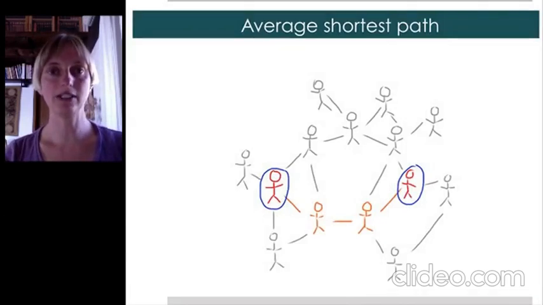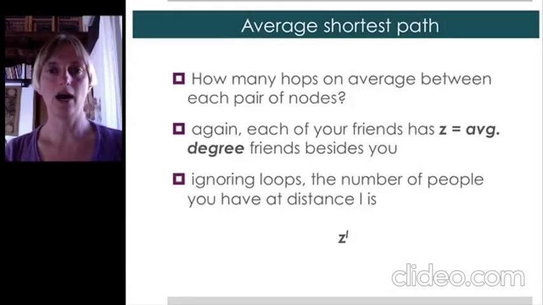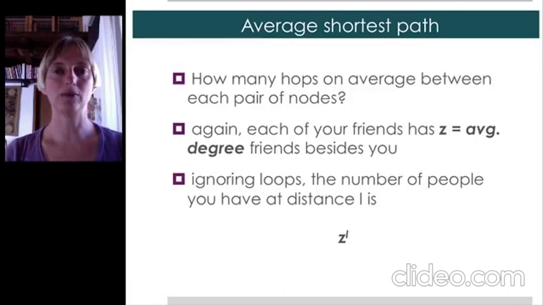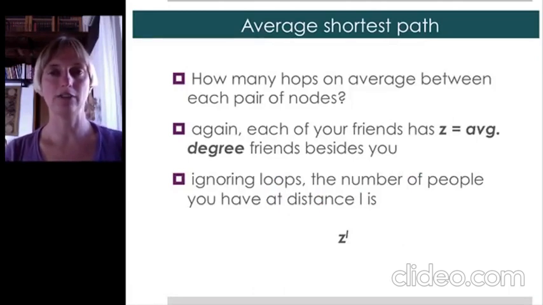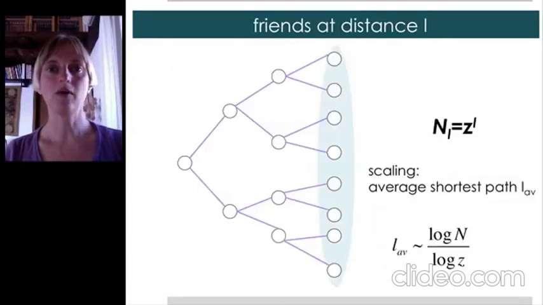Now what we want to know is can we use knowledge about the average degree and properties of the Erdős-Rényi random graph to figure out how the average shortest path should scale with the size of the network? So the calculation that we're going to do, and it's going to be an approximation.